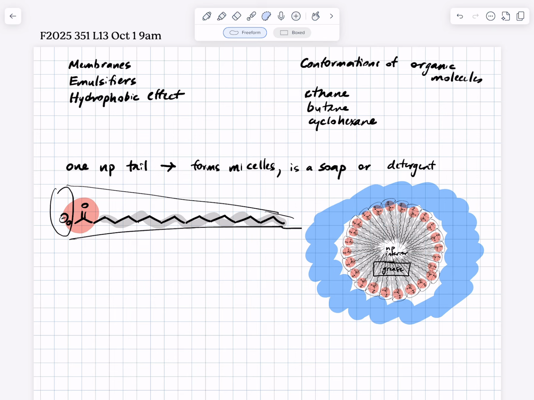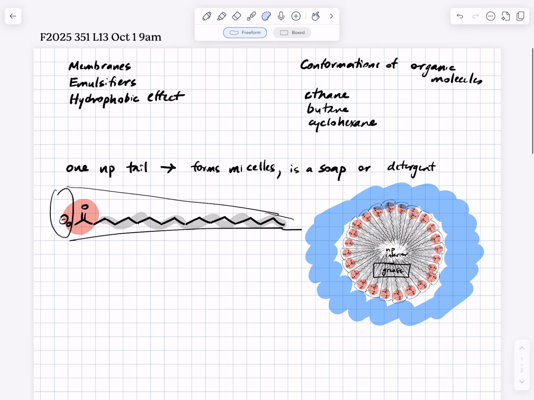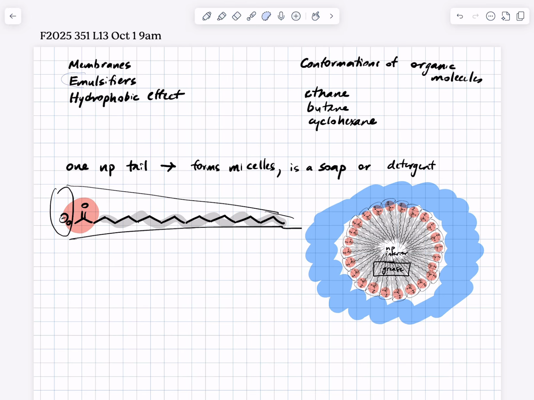Today I need to tell you about how cell membranes work. I need to tell you about emulsifiers, and I need to tell you about the hydrophobic effect. And then we're going to talk about conformations of organic molecules. We're going to start with emulsifiers because you've already seen one of these.